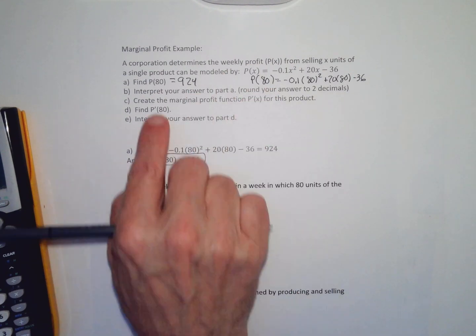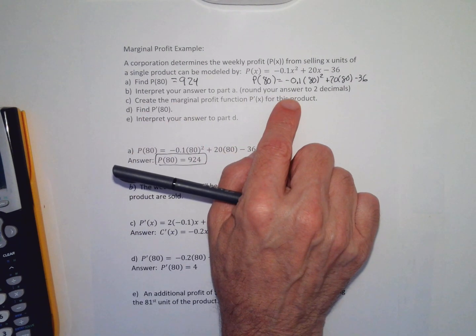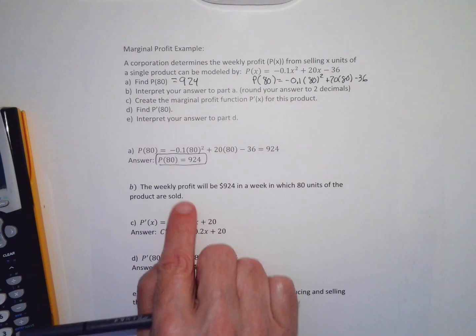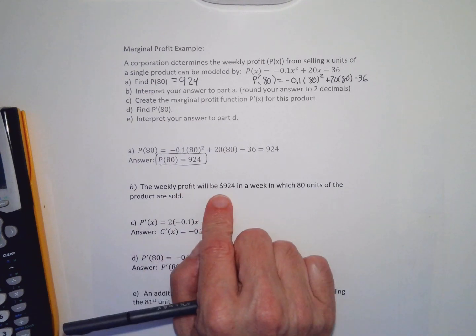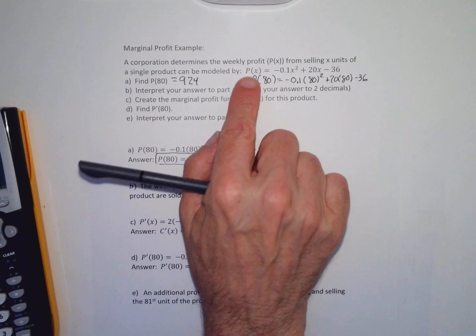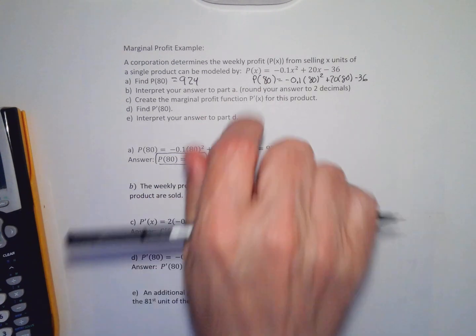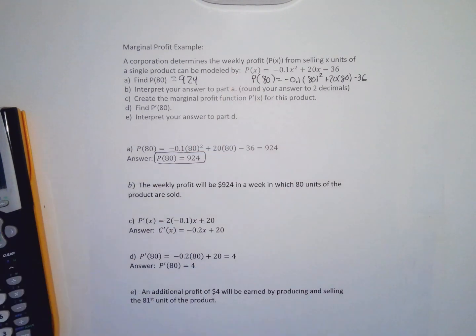So when I went to do part B, interpret your answer, I didn't need to round to 2 decimals because it wasn't applicable, but the weekly profit will be $924 in the week when 80 units are sold. So plugging an x into a profit function gives you the profit for this period of time, in this case per week.